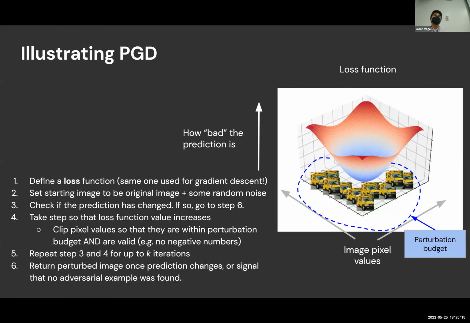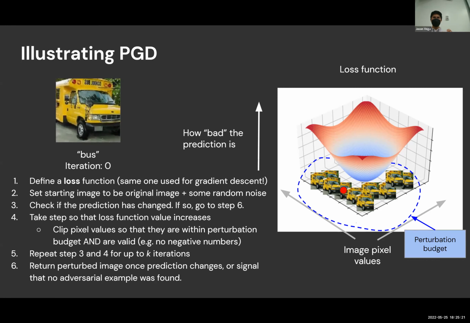Then I wrote out the actual algorithm, but I'll go through it step by step. First, we defined a loss function. The second step is that we need to pick a starting point. We have this original image, which is a bus in this example. The first step is to not start at the original image, but to start a little bit around it. We're going to add a little bit of random noise to the image so that we don't start at the exact bottom, but a little bit off of it. We'll get to why we do that in a bit.